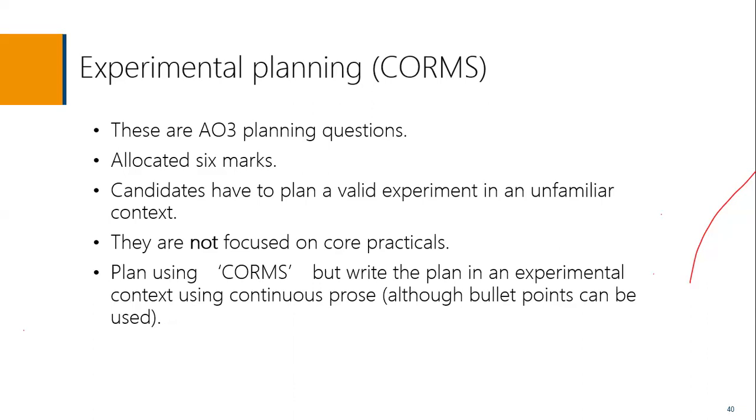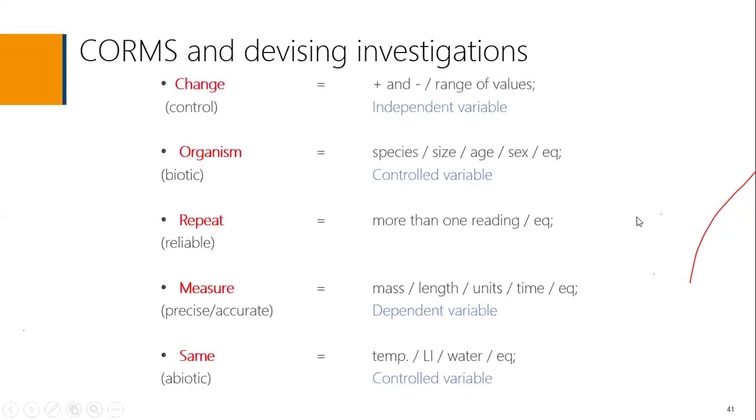It will be an unfamiliar context. It will be using experimental skills they have to plan a valid experiment in an unfamiliar context, not focused on core practicals. When planning, it will help your students to use CORMS, but the plan must be written in an experimental context. They can use bullet points, but not just CORMS with each part of it identified. So it is worth making sure your students are aware of these.